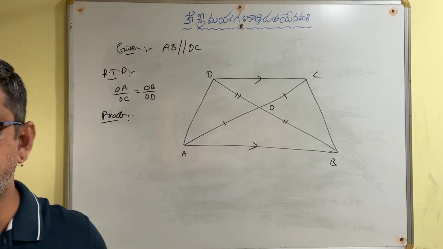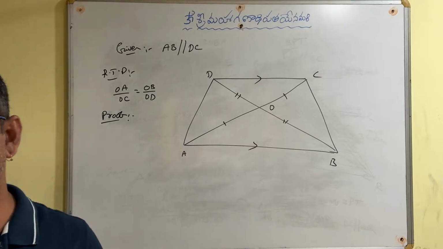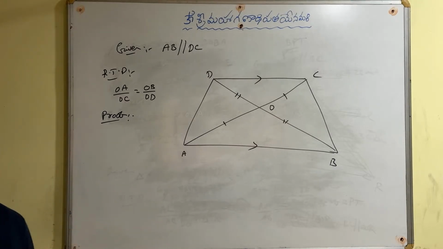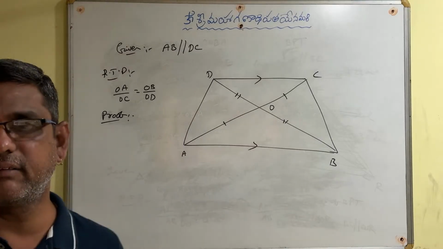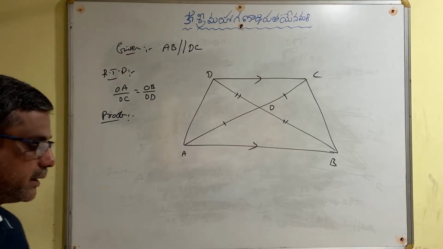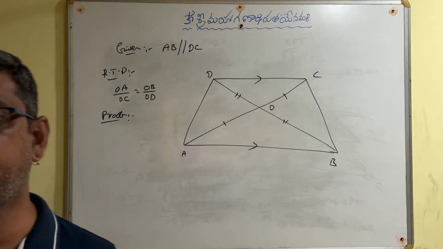Sir, diagonals in a trapezium are equal if it is isosceles. It is not given that it is an isosceles trapezium, no? You are leaving the main point over here.